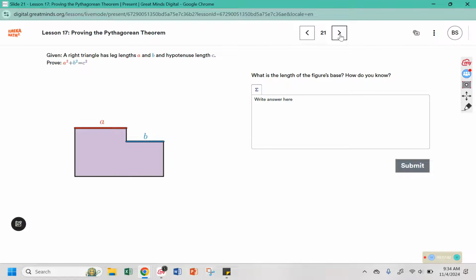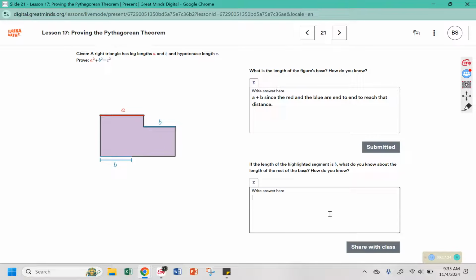What is the length of the figure's base? Well, A plus B. The red and the blue are touching end to end to reach that distance. If the length of the highlighted segment is B, what do you know about the length of the rest of the base? It has to be A, because if we swap them, it's still the same distance.